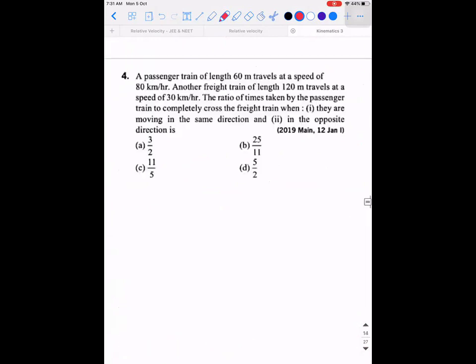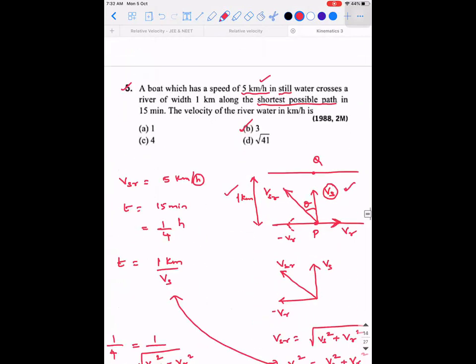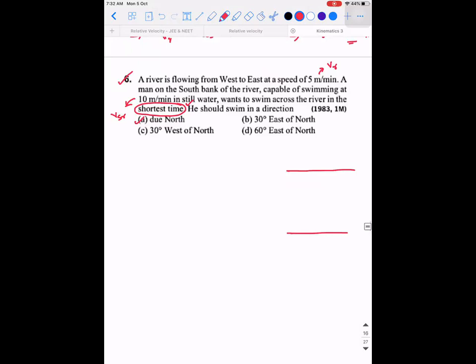Yes, sir. Can you repeat the point you said just now? Now see, it's very simple. There are shortest path and shortest time. So when they say shortest path, drift is equal to 0. Okay, that is a keyword. Shortest path is basic English. In terms of physics, we say drift is 0. I hope this point is clear, right?